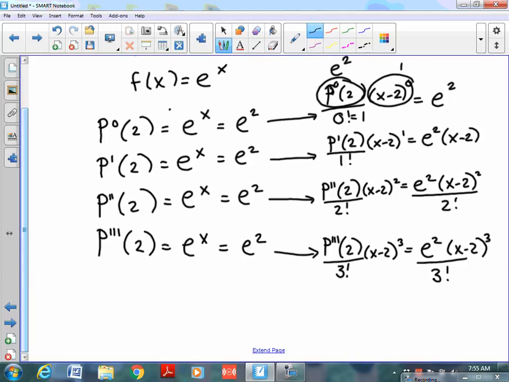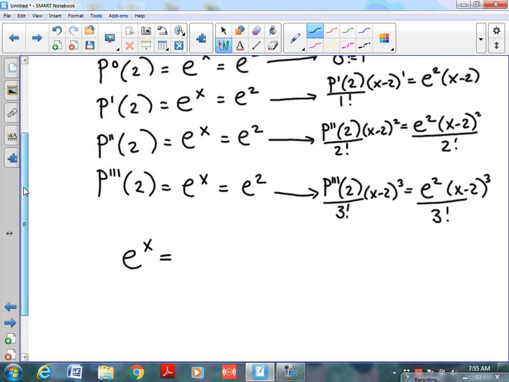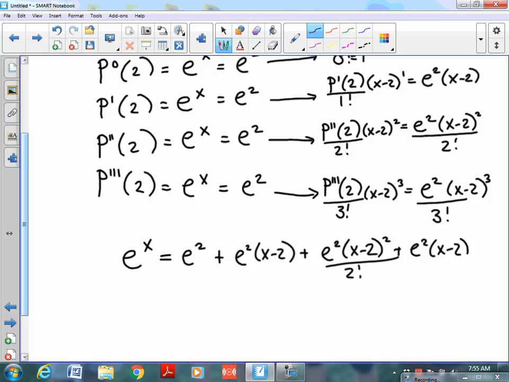What does e to the x look like in expanded form? e to the x is equal to this. It's equal to e to the second plus e to the second x minus 2 plus e to the second x minus 2 to the second over 2 factorial plus e to the second x minus 2 to the third over 3 factorial. And it goes on and on.